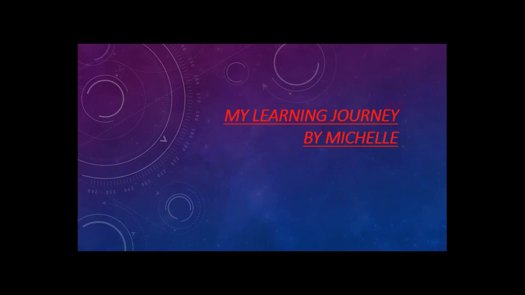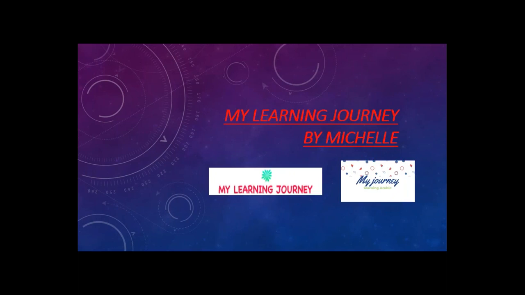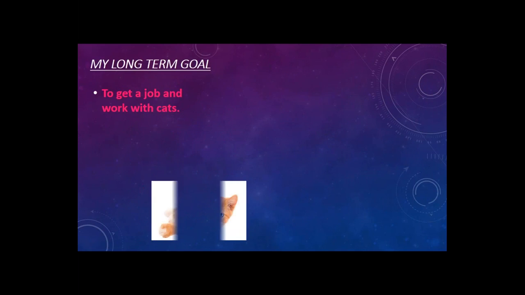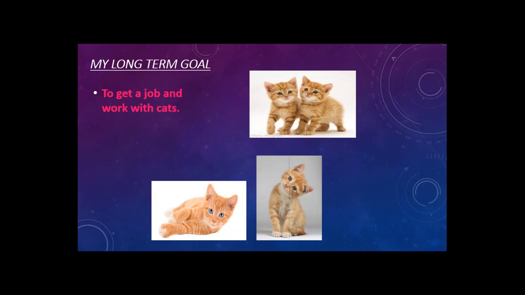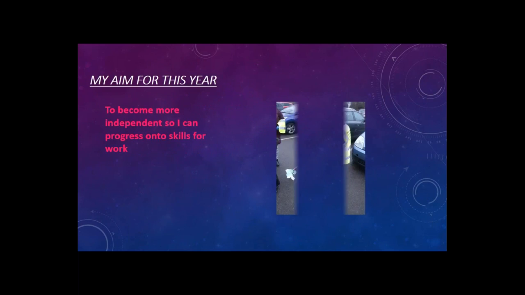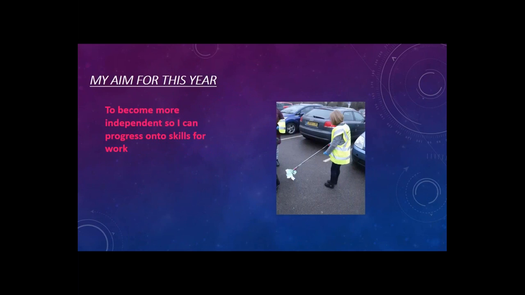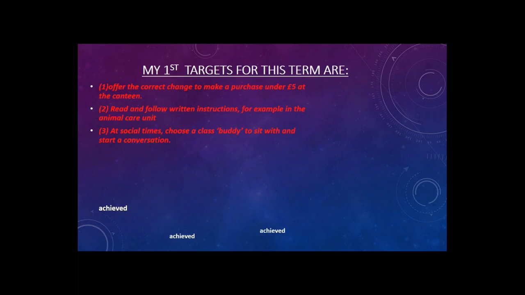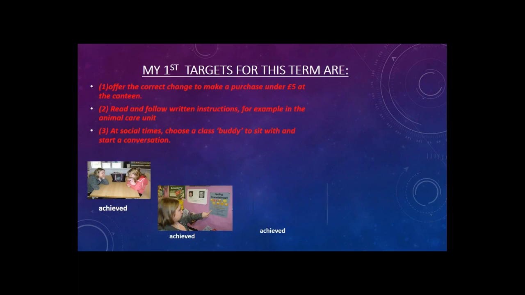I'm just going to show you another one which is a different level of learner. Just show you very quickly. This is Michelle's. As you see, it's a totally different sort of PowerPoint. It shows that she's very girly, she loves cats. I'm just going to go through this quickly because I'm conscious of our time. She wants to become more independent, a bit about her course, and then her targets and a little photograph when she achieved them. Very simple.